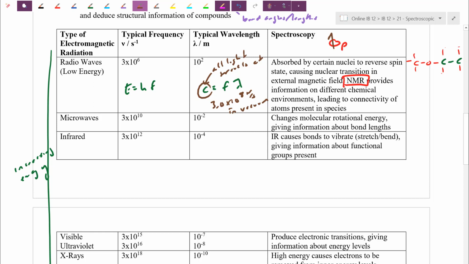Radio waves are enough to actually cause the proton to flip from maybe a spin up state to a spin down state. So if I can cause that to happen, we're going to use NMR. This is going to tell me something about the different chemical environments. That's actually going to give me the most information about the functionality.